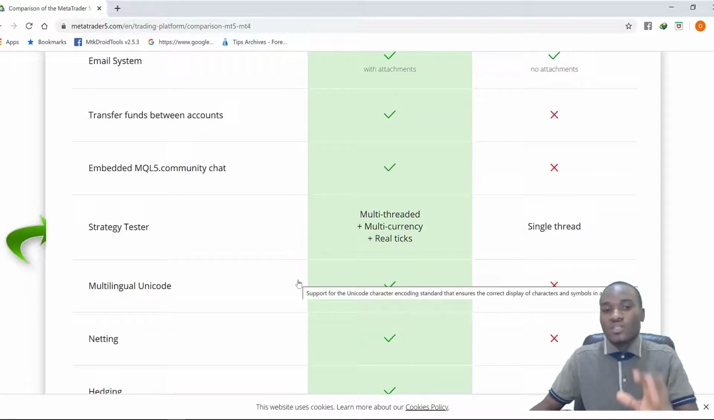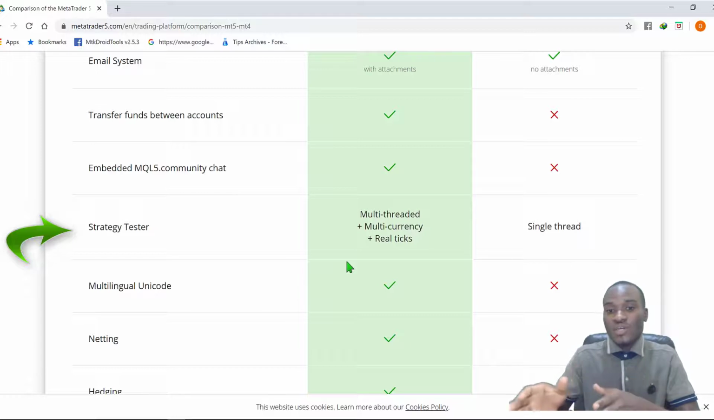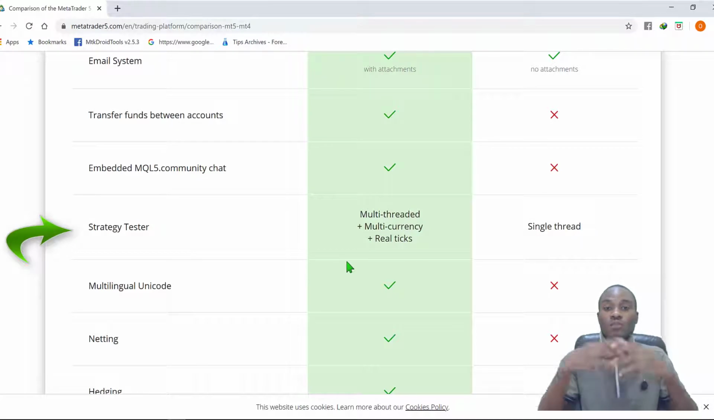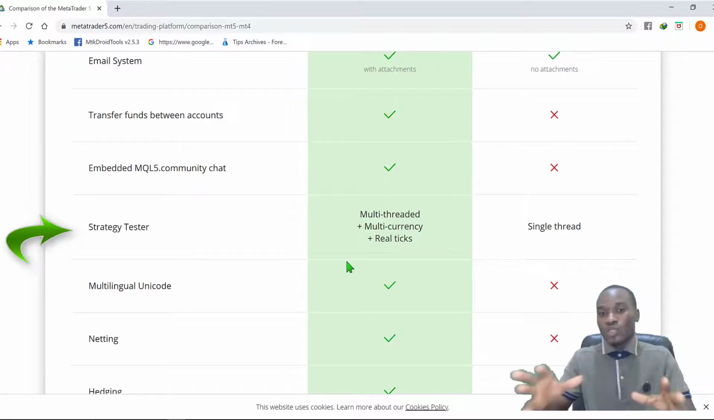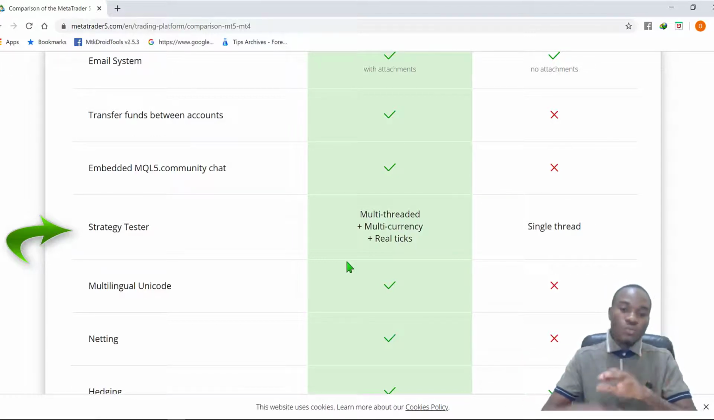And then we have the strategy tester option right here. On the Metatrader 5, you have multi-threaded plus multi-currency plus risk metrics. Here you have different options for the strategy tester. So if you are a trader who uses a lot of trading software, a lot of EA software on your personal trading computer, you have different options right there to test all these strategies and implement all this trading software on the Metatrader 5, whereas on the Metatrader 4 you have just a single thread.